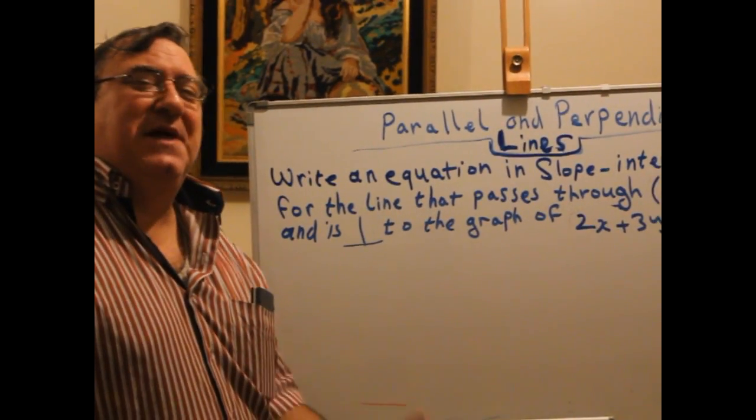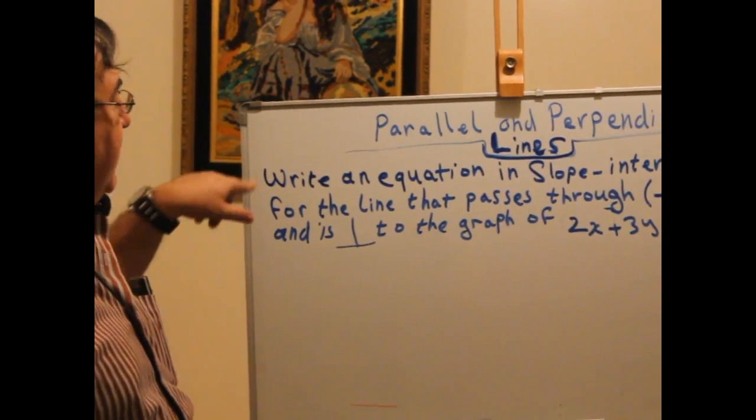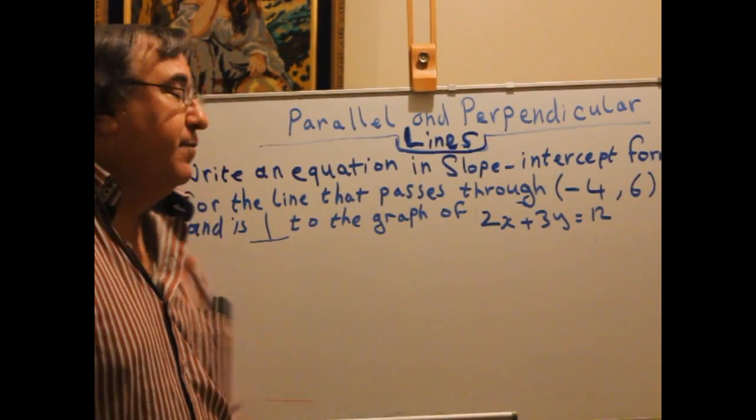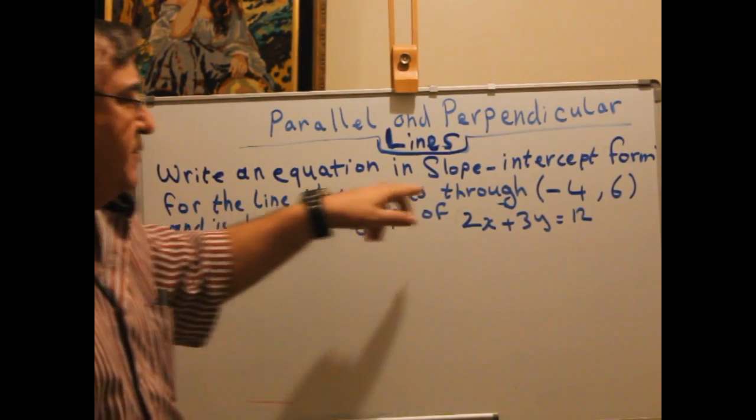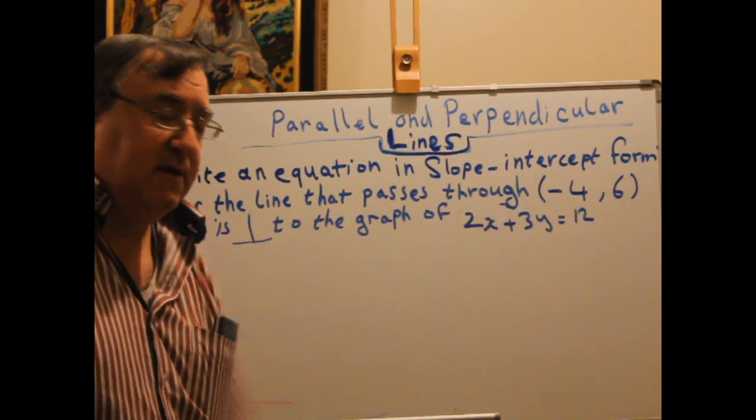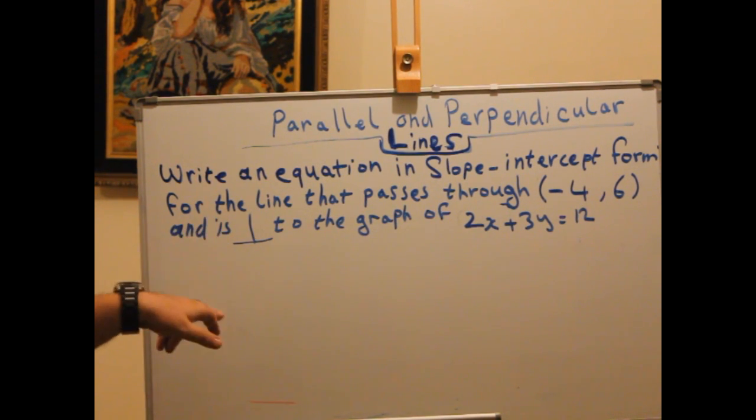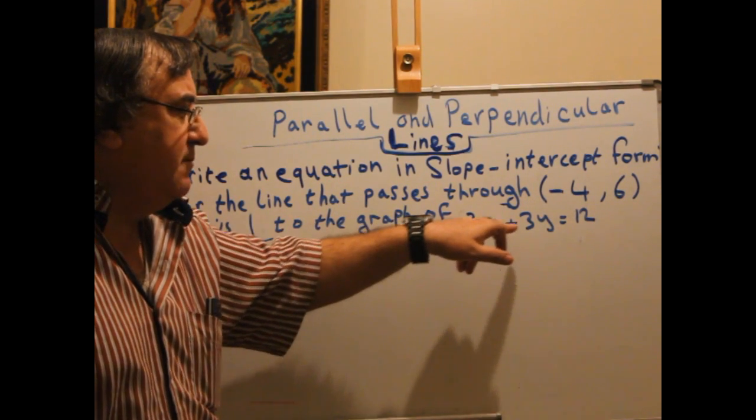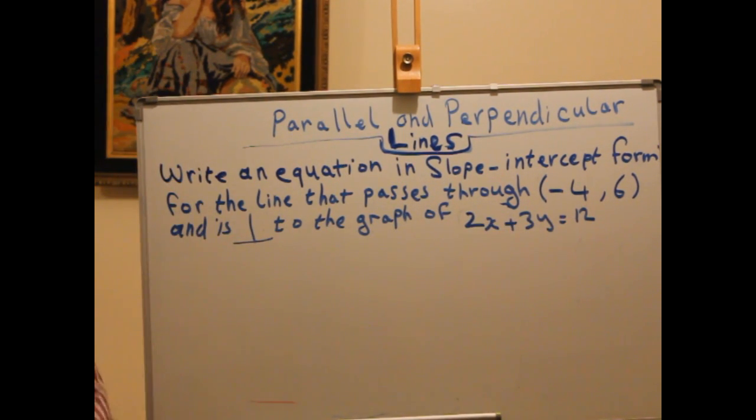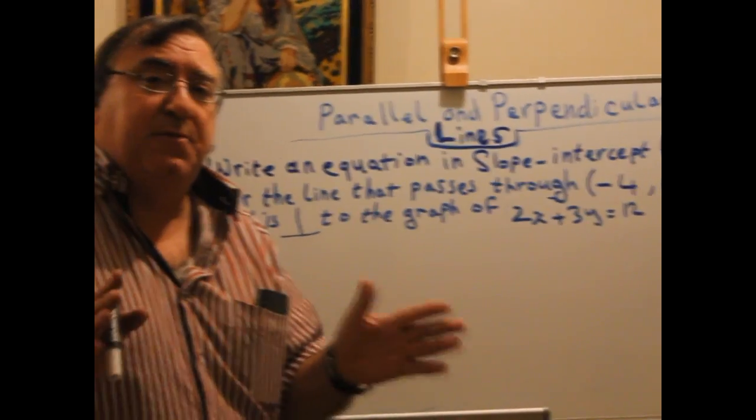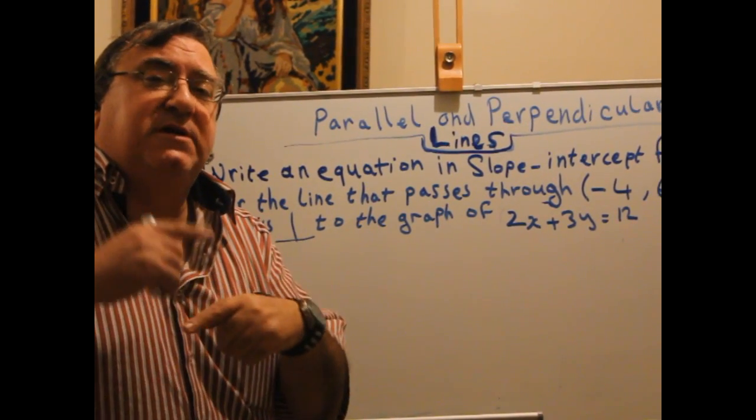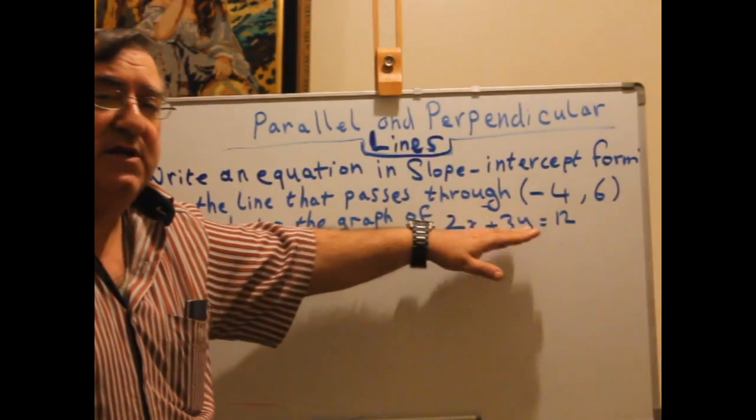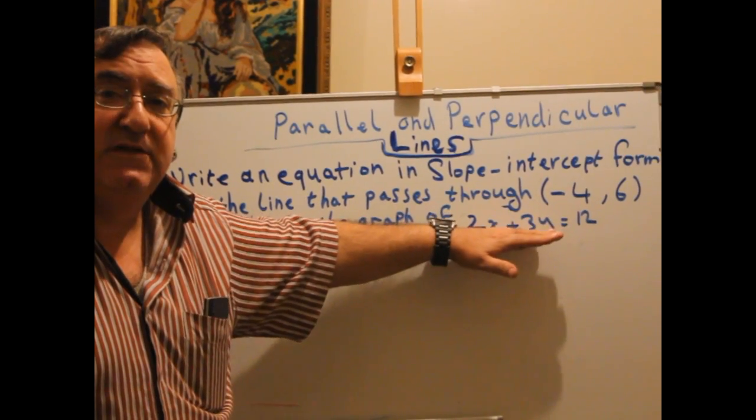Yes, dear. Now, another type of question comes in this form. Write an equation, again in slope-intercept form, for the line that is passing through the point negative 4, 6, and is now not parallel but perpendicular to the graph of the equation 2x plus 3y equals 12. Again, remember that when it is perpendicular, the slope will be the opposite reciprocal, with opposite sign.